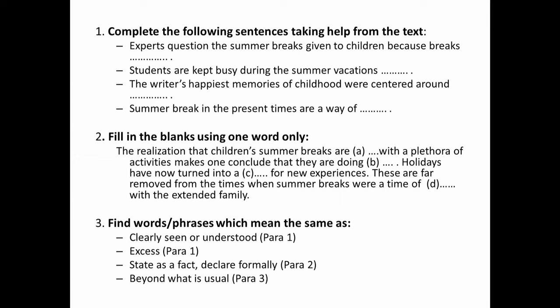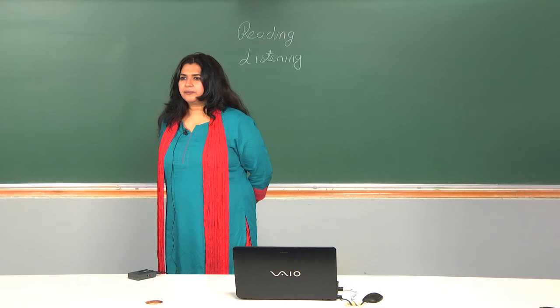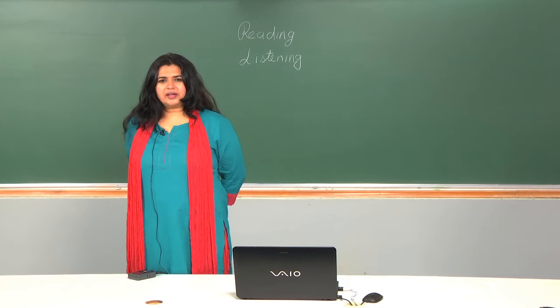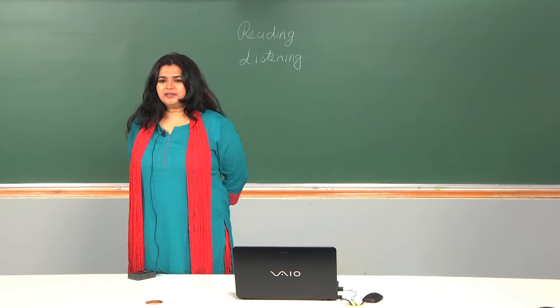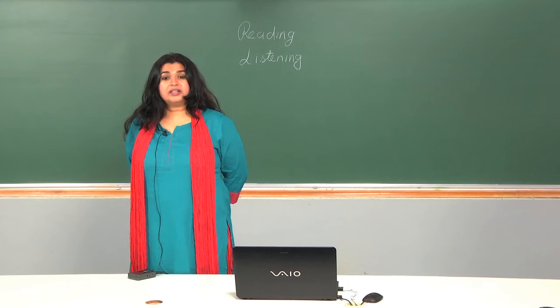Now, let us look at the third section, find words and phrases which mean the same. So, in the first paragraph, clearly seen or understood is apparently. Apparently, it can be clearly seen and understood. Access of everything that happens in summer vacation, so plethora. And then state as a fact, declare formally, the third one, is affirmation. And then beyond what is usual, beyond what is ordinary, is extraordinary. I gave you this lengthy passage so that we fall into the habit of reading lengthy passages and dealing with ideas.